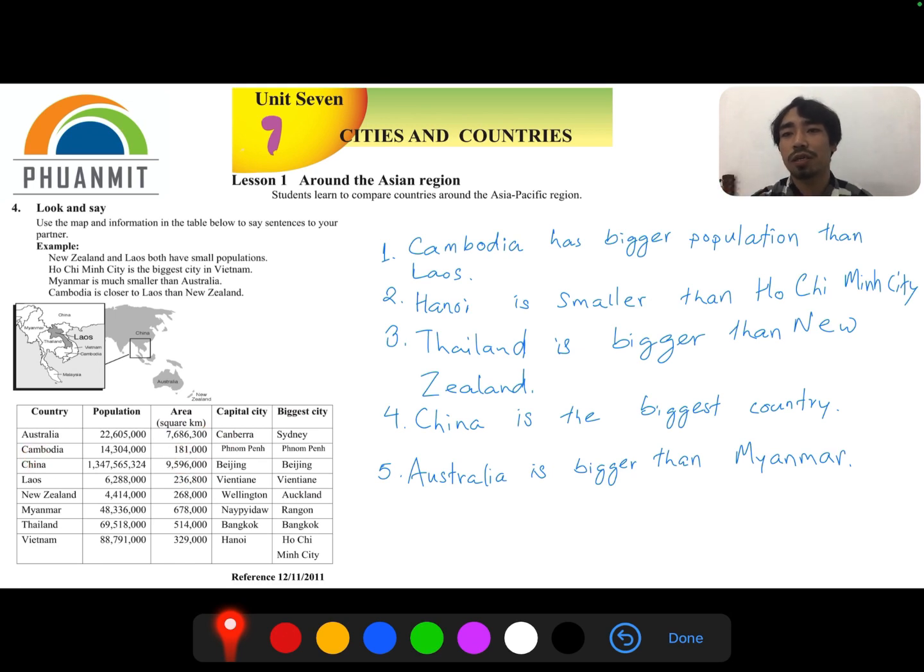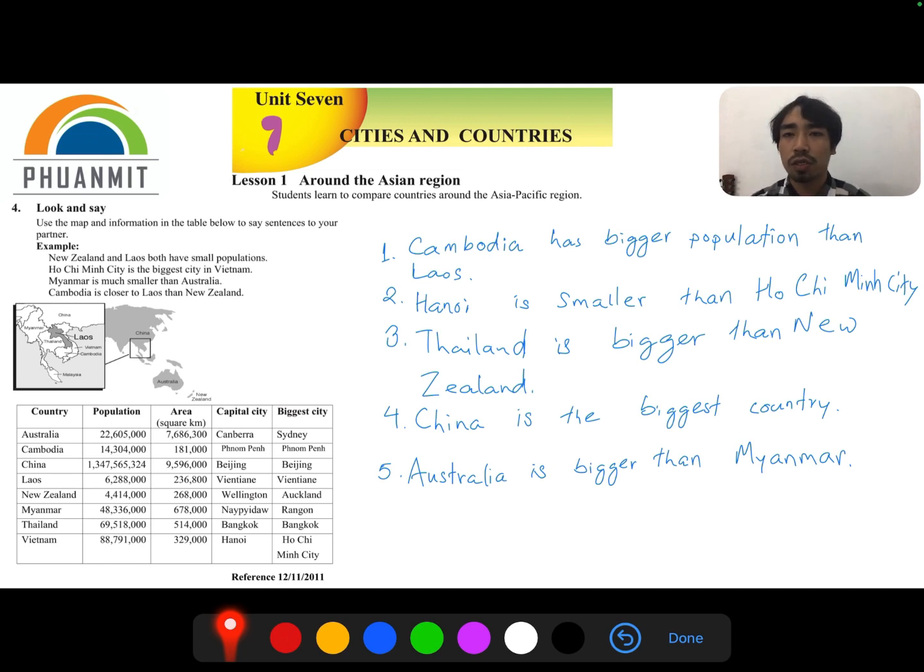Number 5: compare Australia and Myanmar. Australia is 7 million square kilometers, Myanmar is 600,000 square kilometers. So Australia is bigger than Myanmar. Okay.